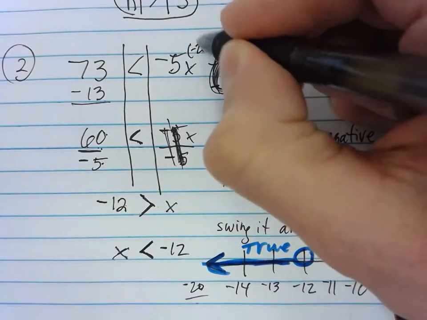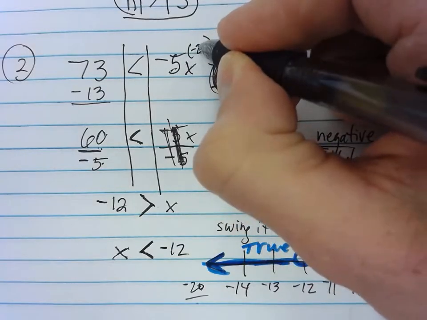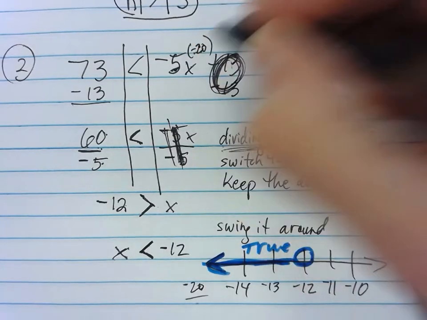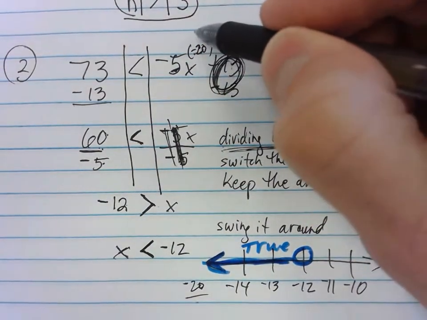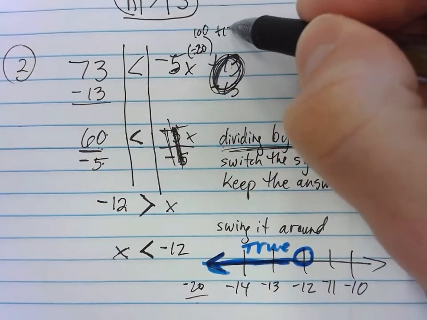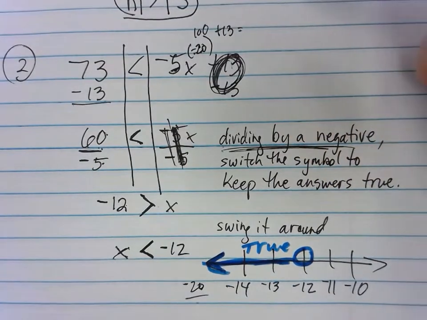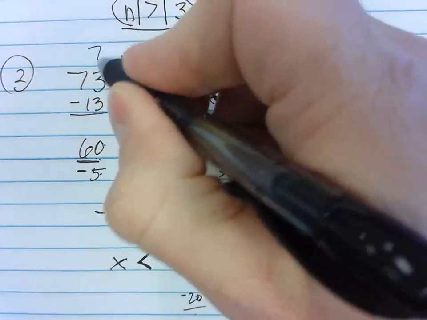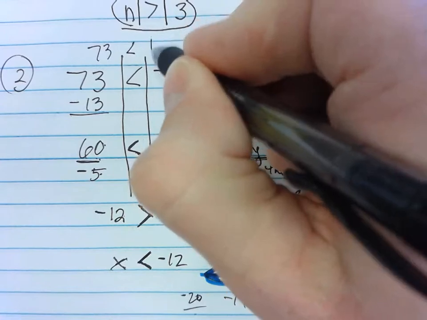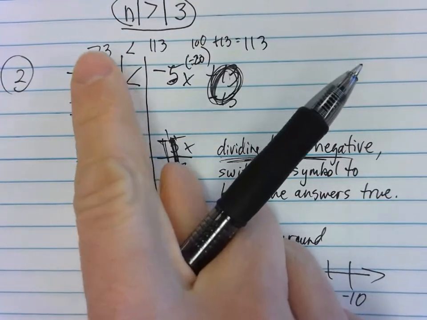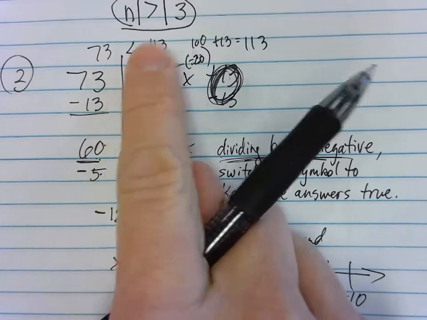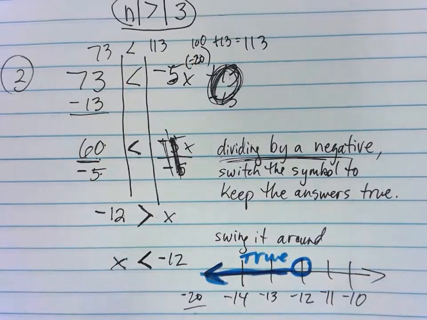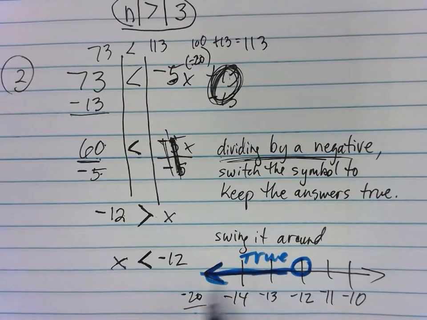-5 times -20 is 100. A negative times a negative is a positive. 5 times 20 is 100, so that would be 100 plus 13. How much is 100 plus 13? That's 113. Now the problem would say 73 is less than 113. Is 73 less than 113? Yes, that's true. So we have shaded it in the proper direction, because the true answers are going this way. Those are the ones that need to be shaded.